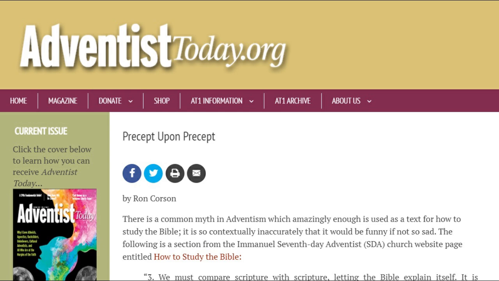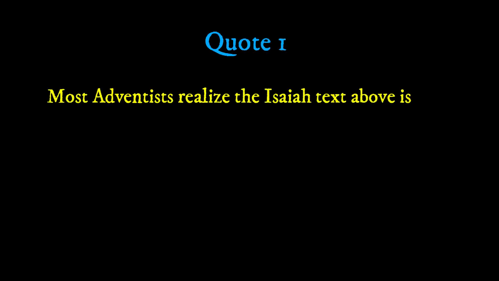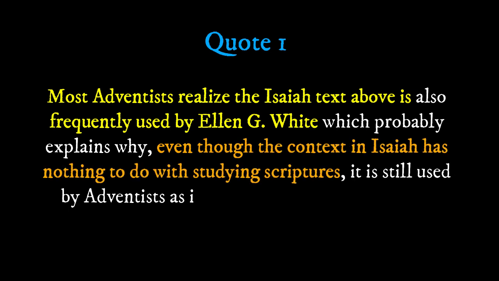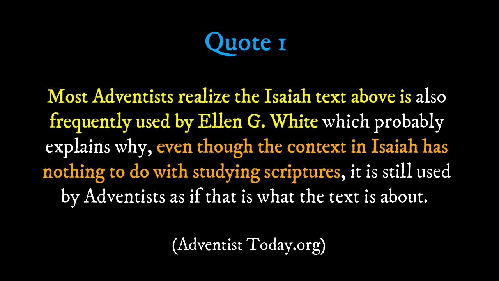On the Seventh-day Adventist website, adventisttoday.org, there is an article entitled Precept Upon Precept. Quote 1 of this article says, most Adventists realize that the Isaiah text above is also frequently used by Ellen G. White, which explains why, even though the context in Isaiah has nothing to do with studying scriptures, it is still used by Adventists as if that is what the text is about.